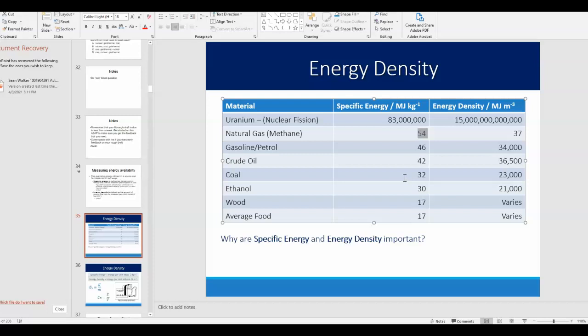All right, we're going to stop here and do some calculations with specific energy and energy density in the next video. One last question: I want you to look at this chart and talk about one or two takeaways, questions, or thoughts you have after looking over the information on this chart.